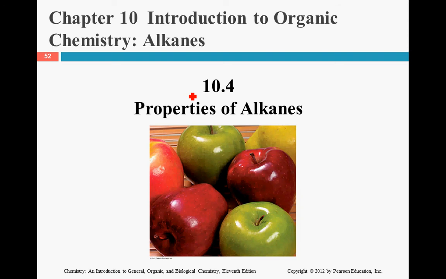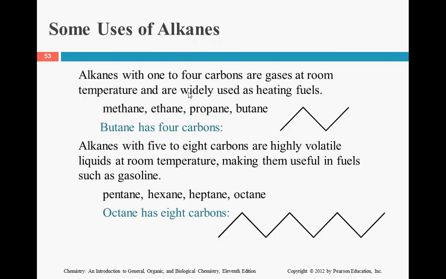Now we're going to move on to the different properties that alkanes have. And it really all depends on the quantity of carbons. For instance, between 1 and 4 carbons, these are typically gas at room temperature. From 5 to 8, they're liquids. Notice the word volatile here. That doesn't mean that they explode, although they could. It actually means they turn into gas very easily.